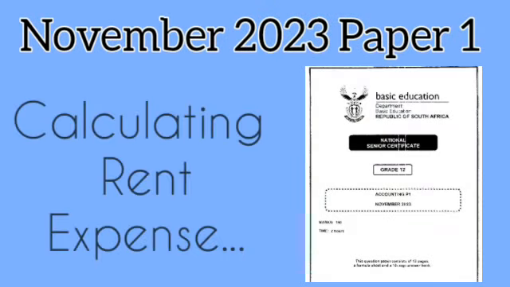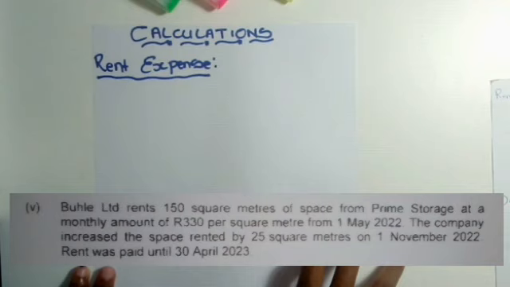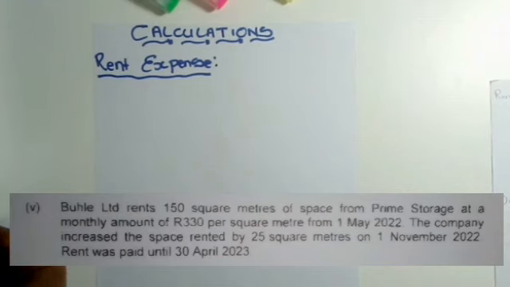It says Butle Ltd rents 150 square meters of space from Prime Storage at a monthly amount of 330 rands per square meter from 1 May 2022. The company increased the space rented by 25 square meters on 1 November 2022. Rent was paid until 30 April 2023. So if we paid rent up until 30 April 2023, it means that we have paid our rent 2 months in advance.